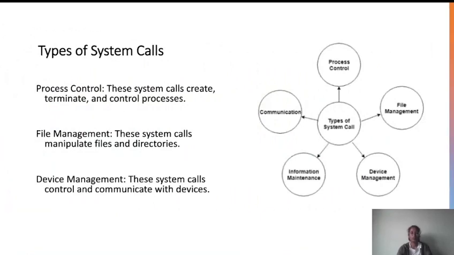Types of system calls. We have process control, file management, and device management system calls. Process control: these system calls create, terminate, and control processes. File management system calls: these system calls manipulate files and directories. Device management system calls: these system calls control and communicate with devices.